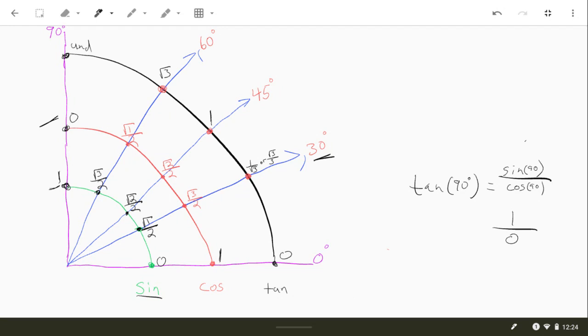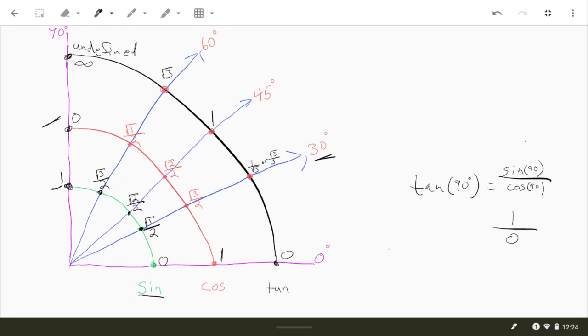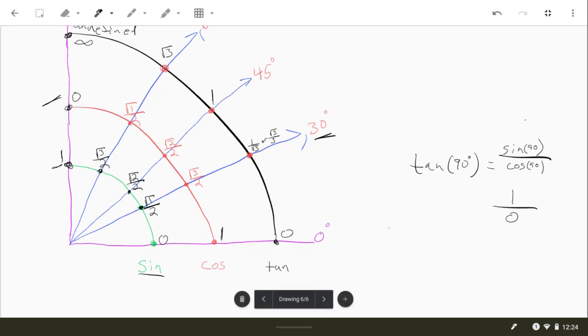So you could say this is undefined for tangent of 90, or a lot of charts, a lot of books, they're going to put an infinity symbol there to represent the same thing. So go ahead, write this chart out if you need to. Memorize it. It's worth knowing. All right. It's going to be real handy.